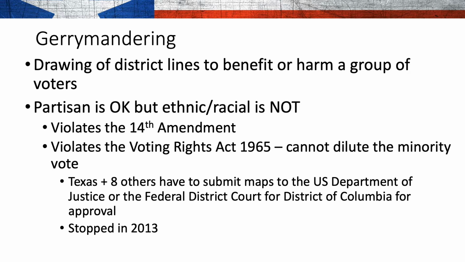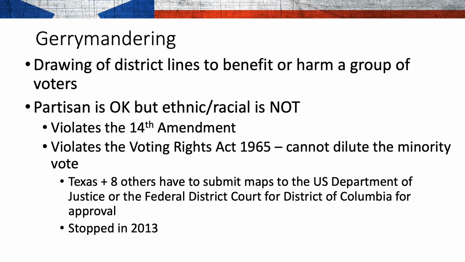We've talked about the Voting Rights Act. Probably you've heard about it in the news a lot. The Voting Rights Act of 1965 held that Texas and 8 other states that have a history of having a difficult time drawing maps that protected the voting rights of different ethnic minority groups have to submit their maps to the U.S. Department of Justice or a federal district court for the District of Columbia for approval before they can have the maps of the districts redrawn.